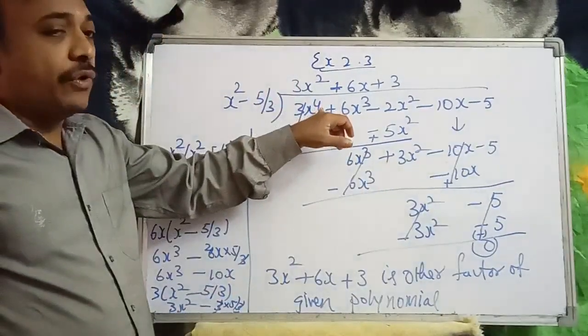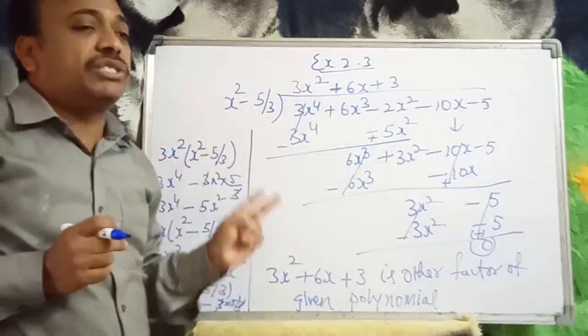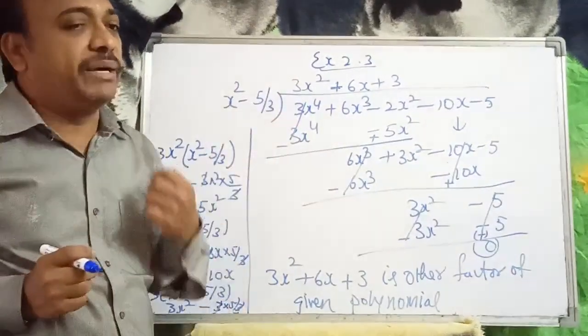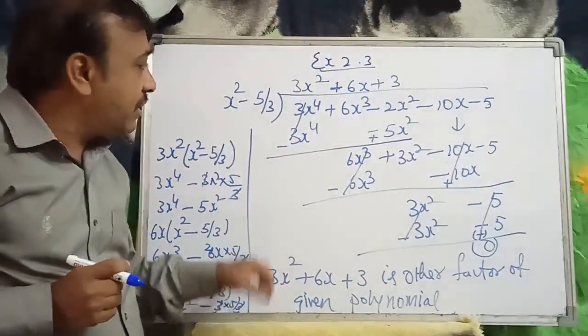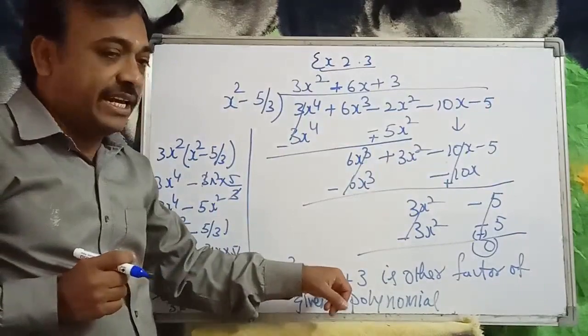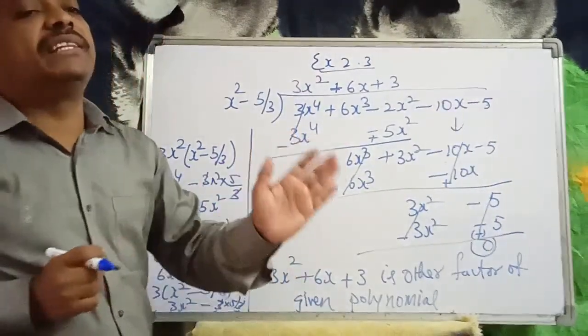See, the power is 4. That means we need to obtain 4 zeros. Already 2 zeros he gave in the question. One is root 5 by 3, another is minus root 5 by 3. Now we got the quotient. This is the quotient what exactly we got: 3x square plus 6x plus 3. Now from this quotient you have to obtain the other 2 zeros.